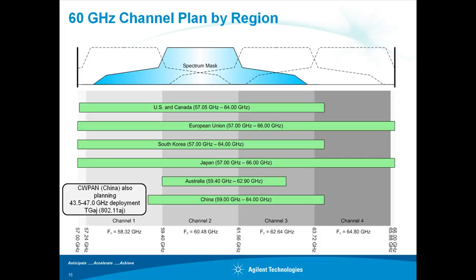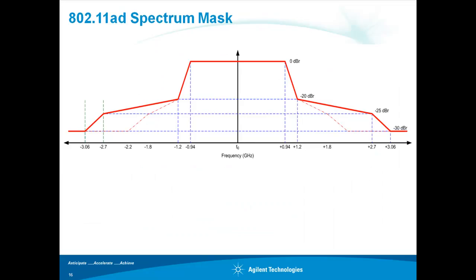You will notice a frequency mask superimposed above the channels. Let's take a look at this. If you're familiar with other OFDM specifications, you will recognize this shape. But there are two aspects to note. The first, because 11AD uses both single carrier and OFDM modulation, the breakpoints at -25 dBr have been pushed out a bit to accommodate the rather more spread out spectrum of single carrier modulation.